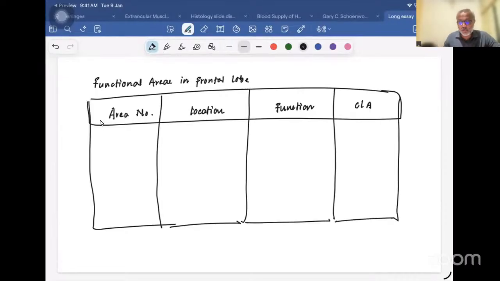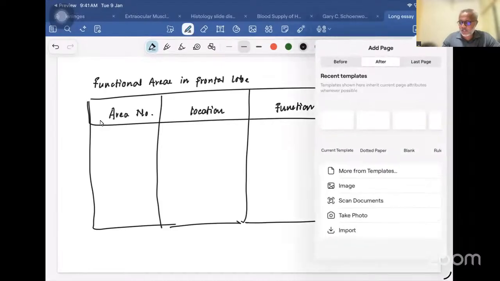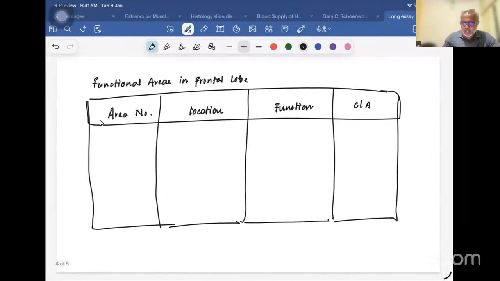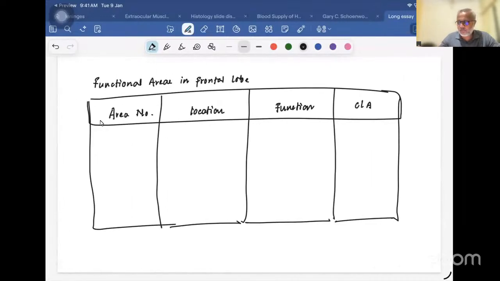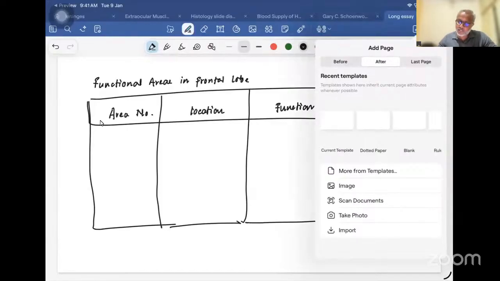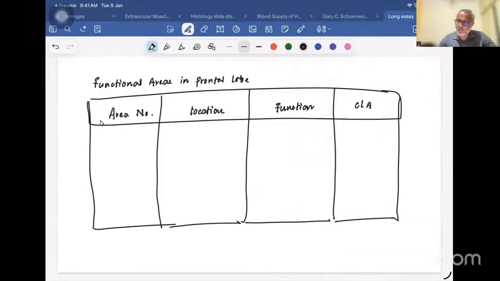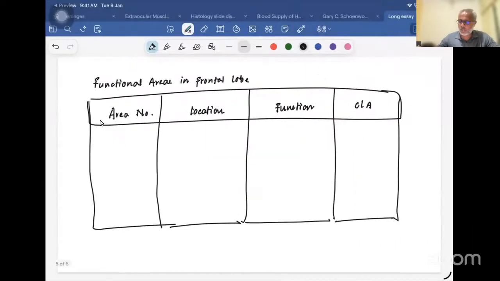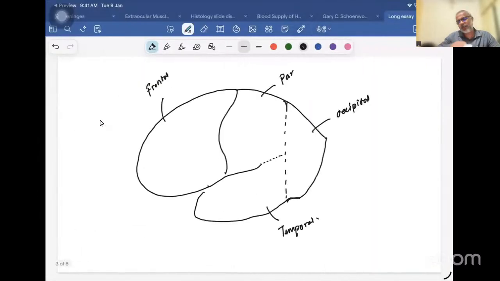Similar to this, we need to draw it for the other lobes, so we'll do the same thing. This is the functional areas on the frontal lobe. We'll just copy it and paste it. We'll do one more paste, and one more paste. What we'll do is, when we start writing it, we'll just redo the lobes. Done? Now, first, let's talk about the frontal lobe.